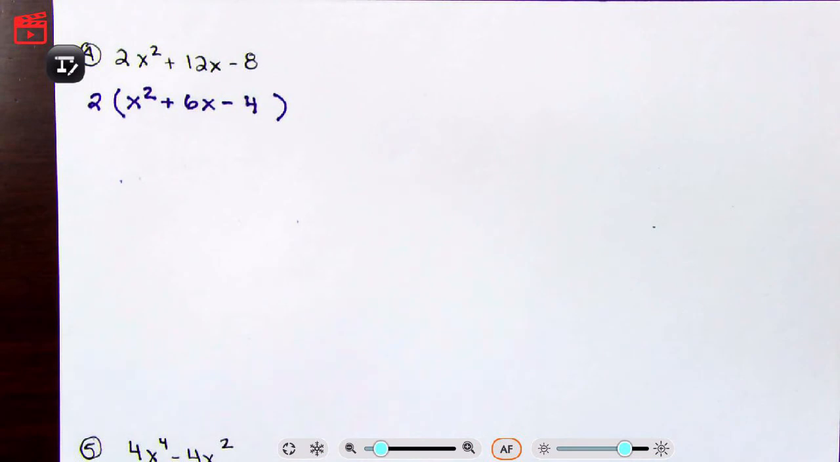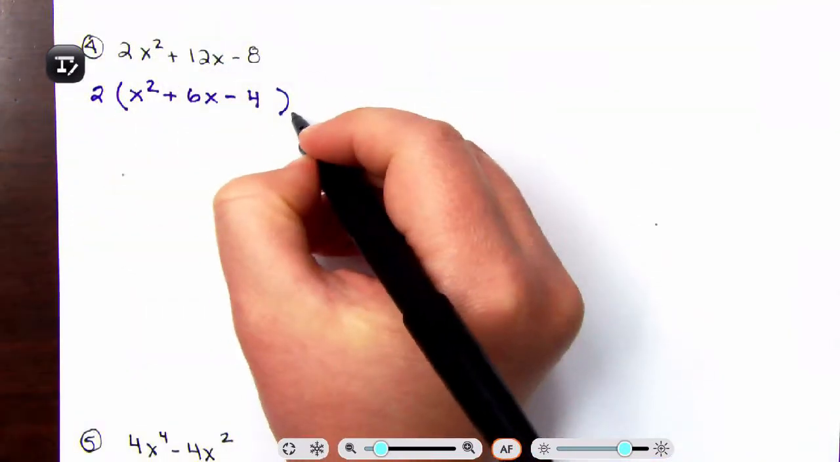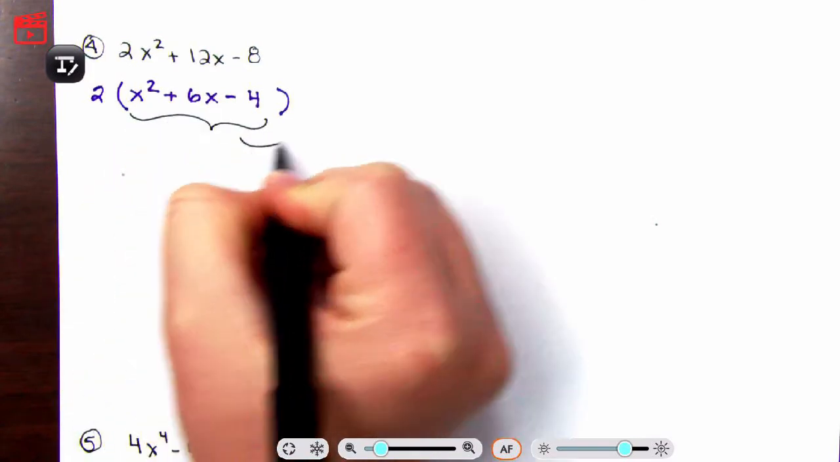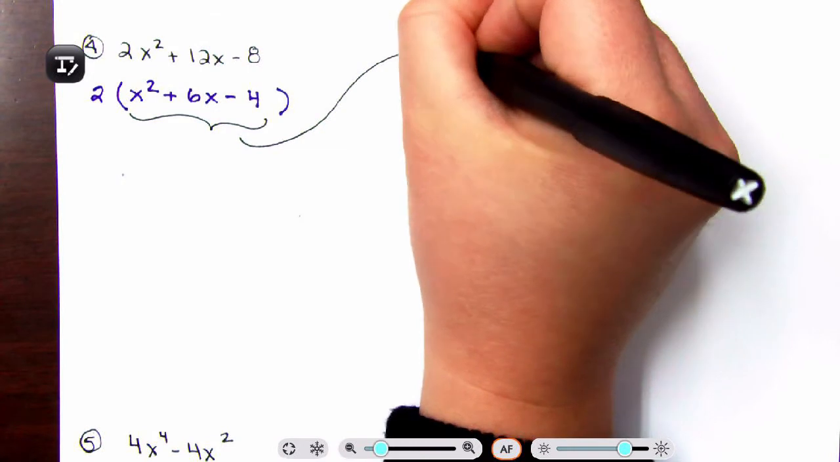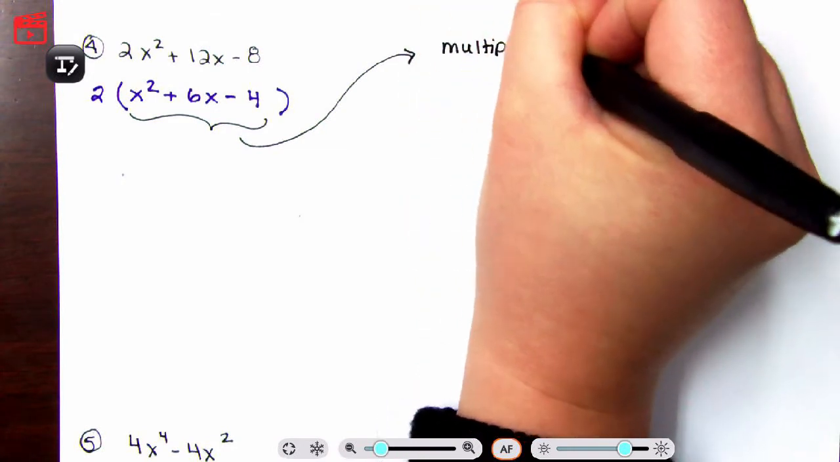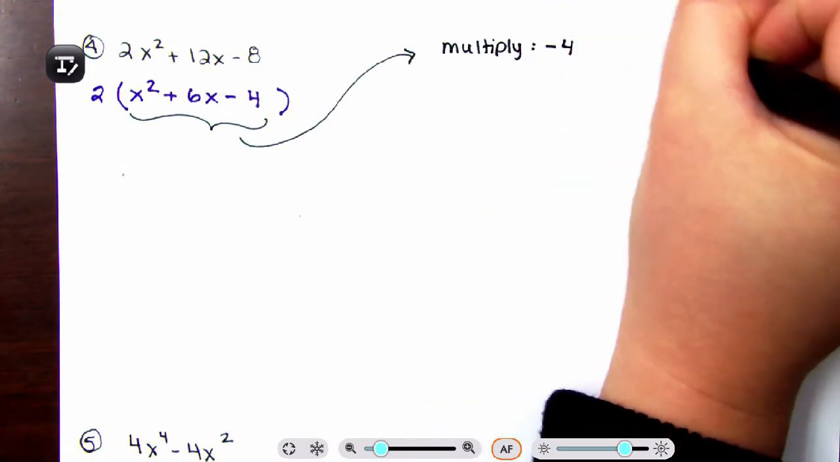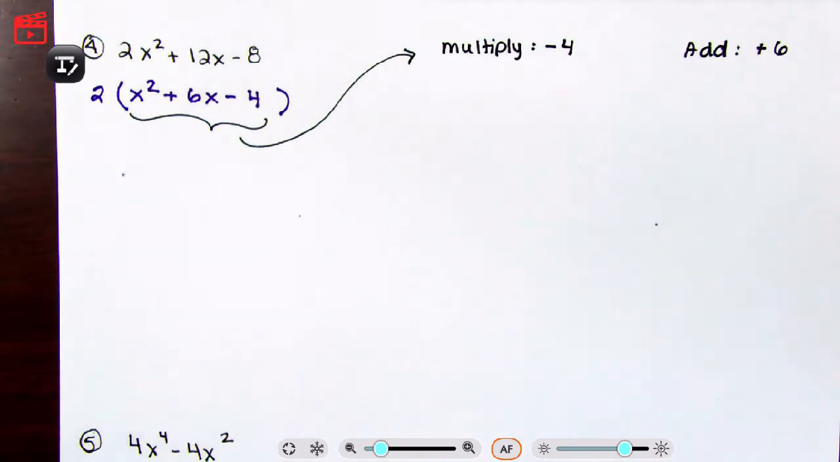So once I'm done here, I'm noticing that I have no more leading coefficients, so this is 1. So now I'm going to factor the things inside only. The GCF can stay outside of the bubble. So I want to multiply to a negative 4, and I want to add to a positive 6.